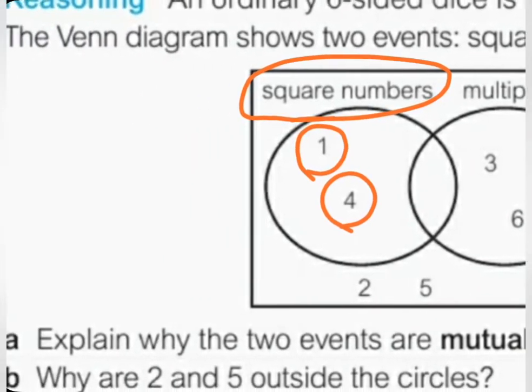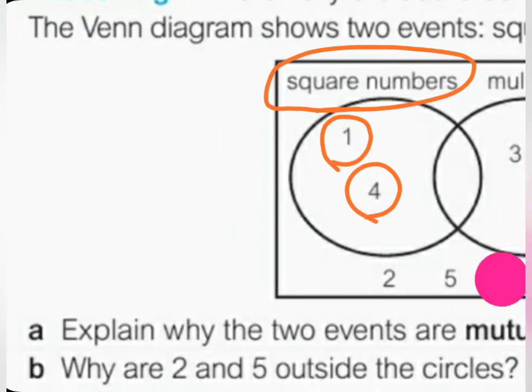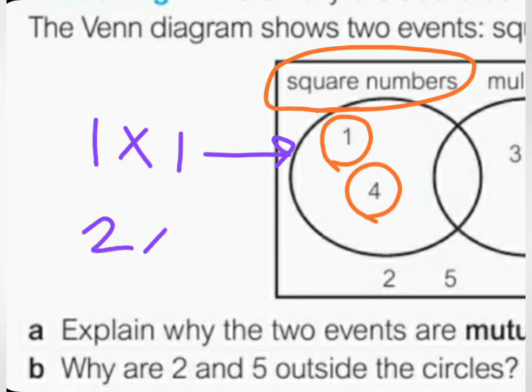And what's the meaning of square numbers? It means that they are the product of multiplying the same number by itself. For example, 1 times 1 will give you 1. 2 times 2 will give you 4. So square numbers are products of multiplying a number by itself. That's why we call them square numbers.